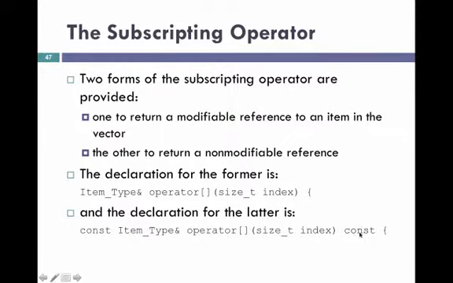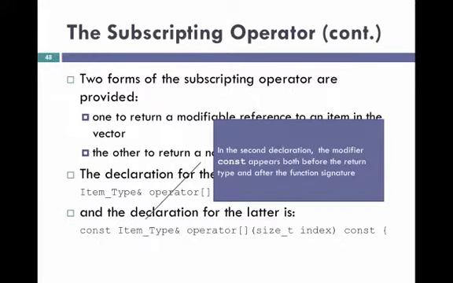This const we've seen before. That means the function is const. It doesn't make any change to the object. And this const applies to the return type. So this reference to an item is a const. That means it cannot be updated. And the second declaration is the one that is appropriate for the expressions on the right-hand side of an assignment operation.